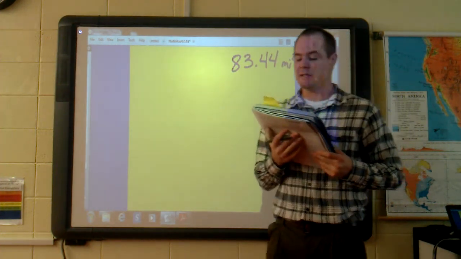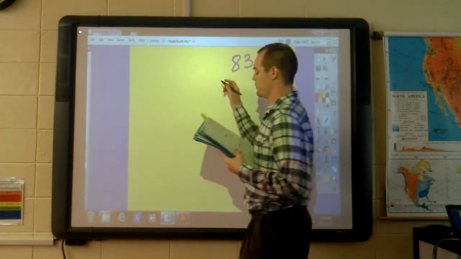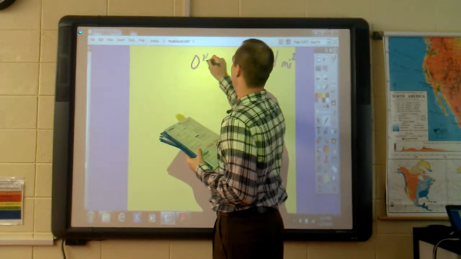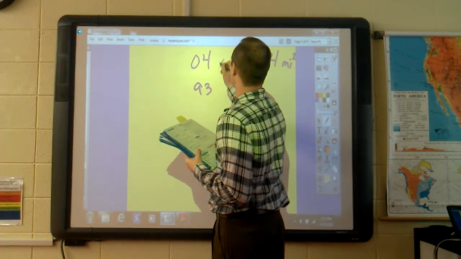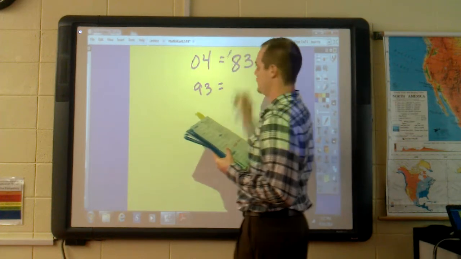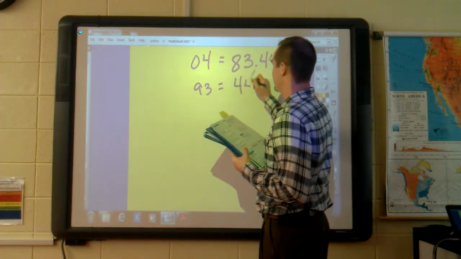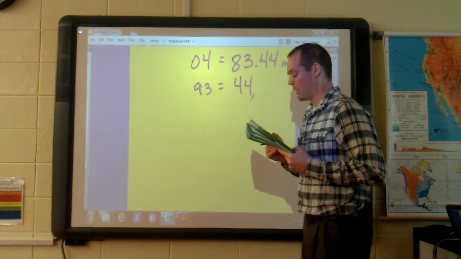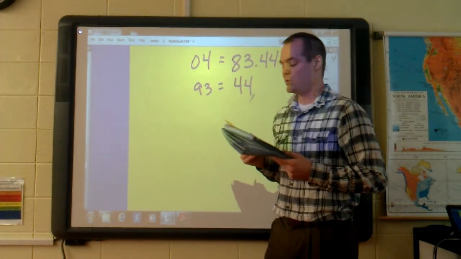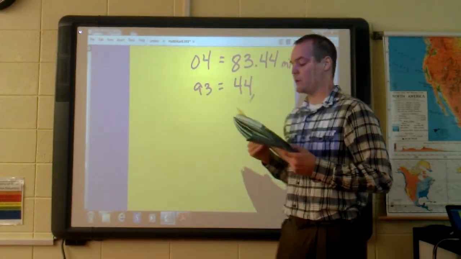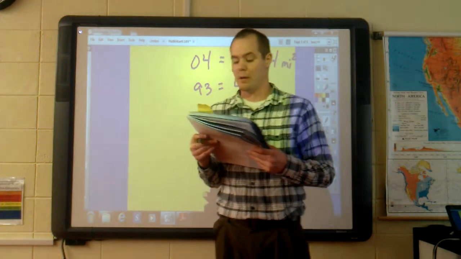In 1993, the land area was 44 square miles. So this is 2004, this is 1993, and in 1993, the area was 44 square miles. Between 1993 and 2004, the city of Laredo added about how many square miles?